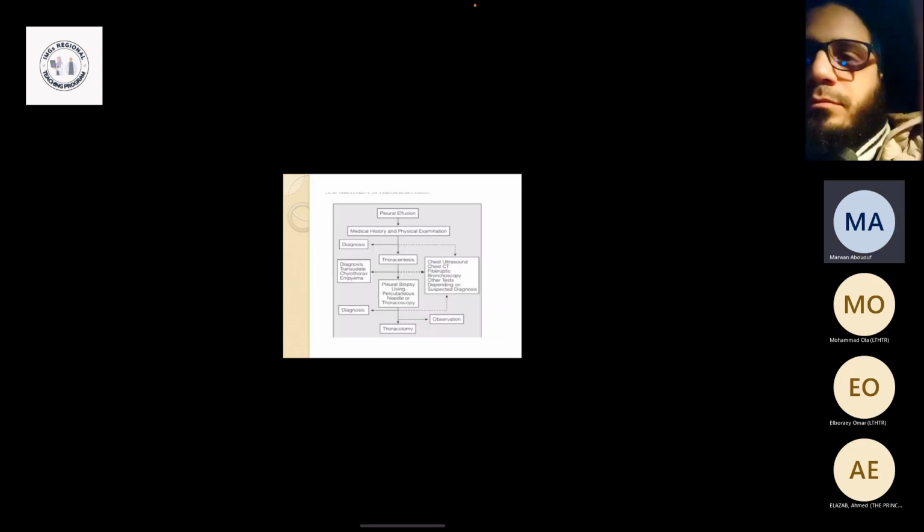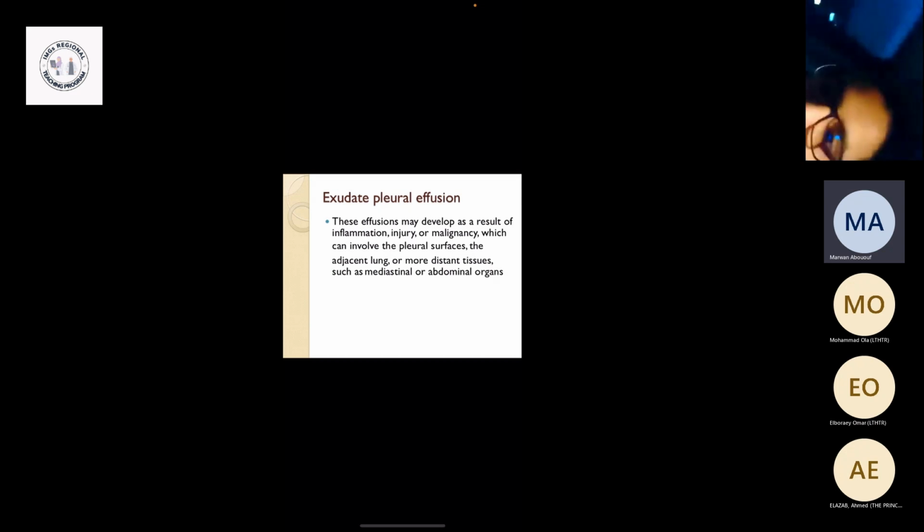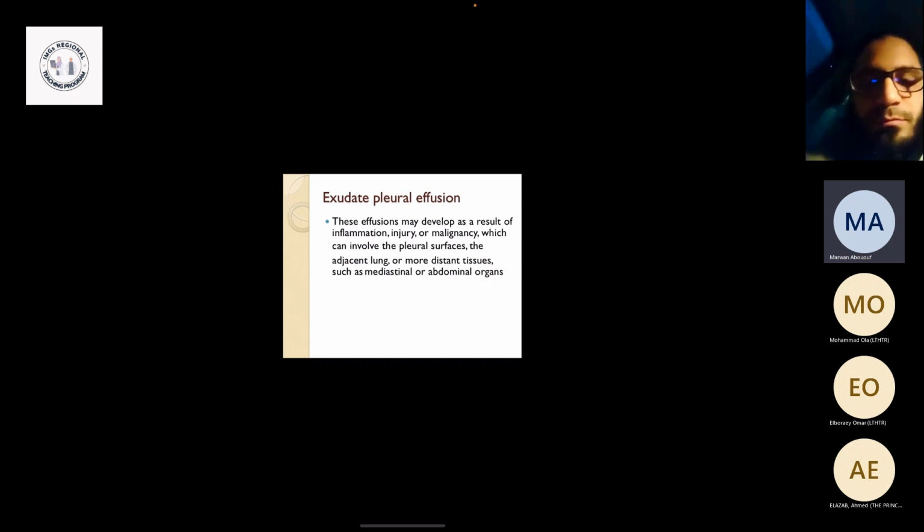It's a summary of what we have said. Overall, the pleural effusion divides into two things: transudate and exudate. Transudate is related to a systemic disease. Exudate, there is a problem in the pleura for sure, and that's why, as a result of inflammation in the pleura, it results in an exudate effusion, as a result of inflammation, injury, or malignancy, which can involve the pleural surfaces.